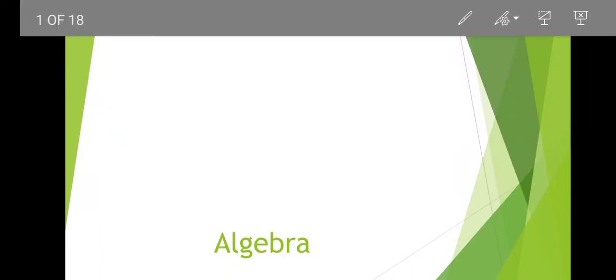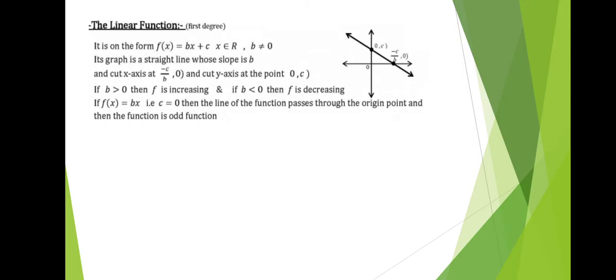Guys, algebra. The linear function, a first degree type of course, is the one of the form f of x equals bx plus c, where x belongs to R and b is not equal to 0. Its graph is a straight line whose slope is b.